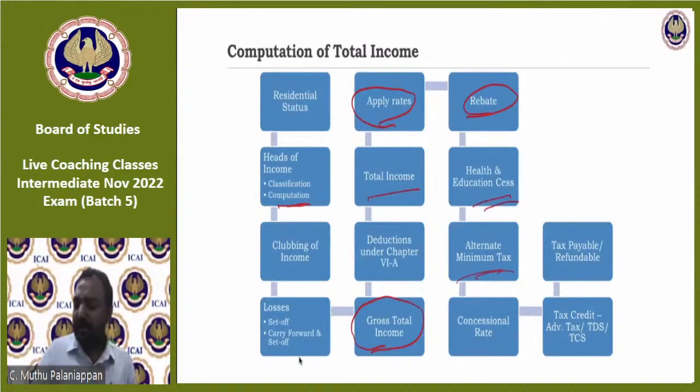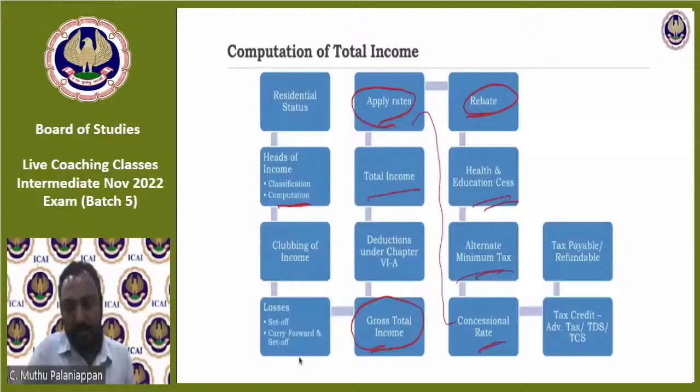And then for some income, you might have a concession rate, a lower rate. It is taxable at 10%, it is taxable at 15%. So you understand that concession rate. If that is there, that needs to be applied also. In fact, that will be taken care of when you are doing it here itself. When you are applying the rate, if there is any concession rate, you will also apply that. So that's what it is about.